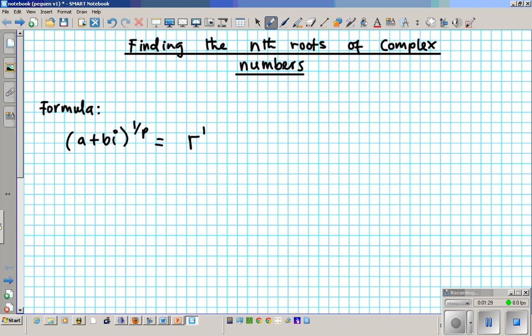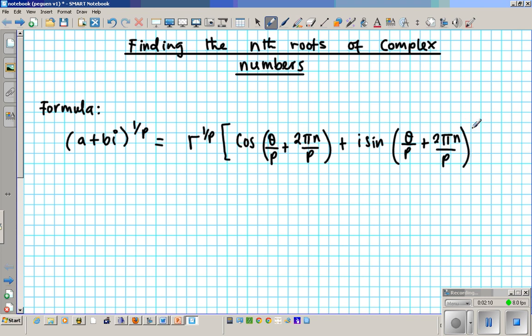r to the 1 over p times cosine of theta over p plus 2 pi n over p, that's for the cosine component, plus i sine, the same story, theta over p plus 2 pi n over p, close this bracket, where n starts from 0 and goes 1, 2, all the way to p minus 1.